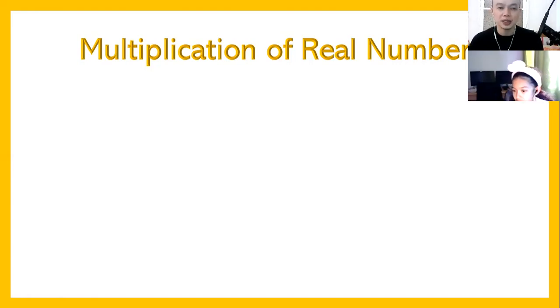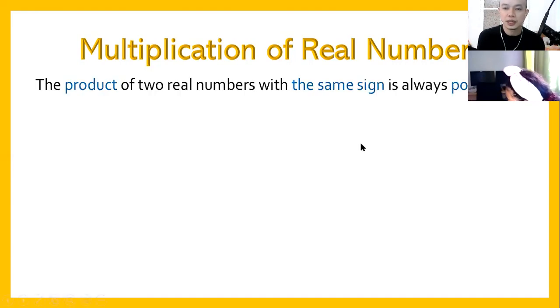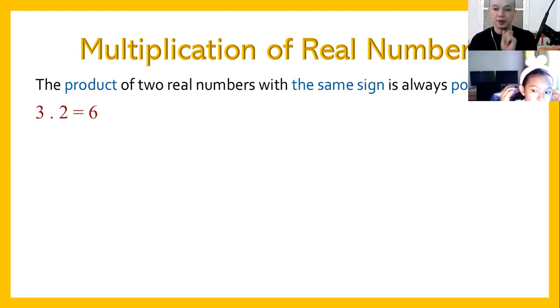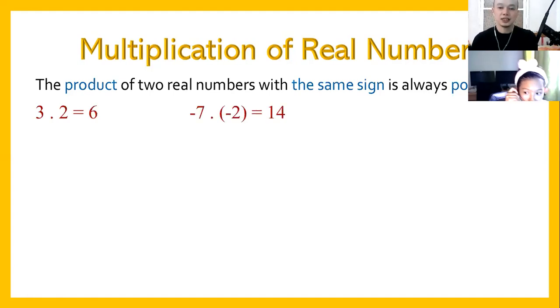Okay, to make it really, really clear, let's read exactly what is said here. Can you read, Christelle? The product of two real numbers with the same sign is always positive. Okay, the product of two real numbers with the same sign is always positive. Example. There is example there. Okay, so 3 times 2, both are positive. It will have positive 6. Yes, correct. And then the next example.